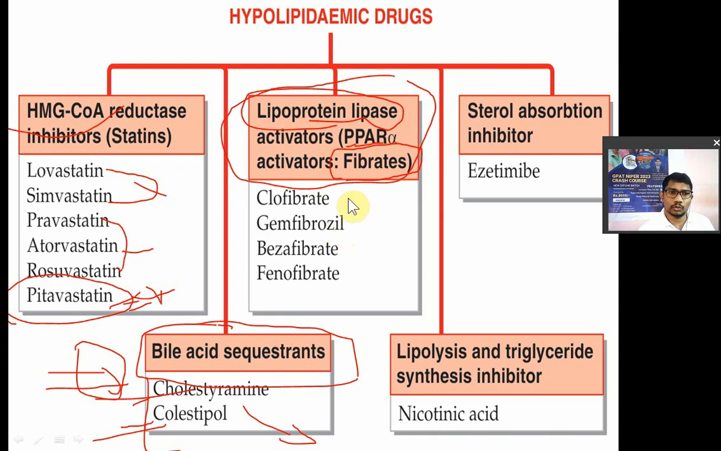In that you have clofibrate, gemfibrozil, bezafibrate, and fenofibrate. Out of that, fenofibrate is a prodrug. Clofibrate is no more used because of its adverse effects. Gemfibrozil is a longer acting drug; you have to remember that. What do they do? They increase the metabolism of lipoproteins through lipoprotein lipase.